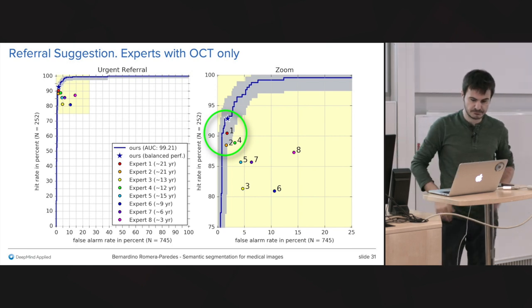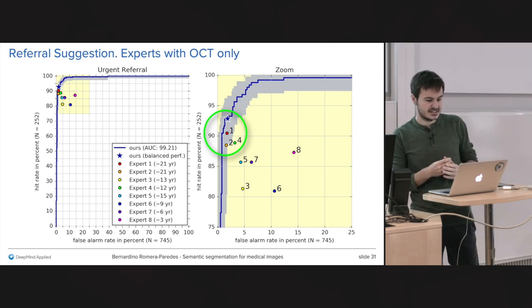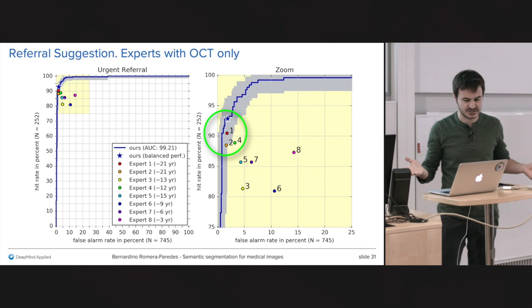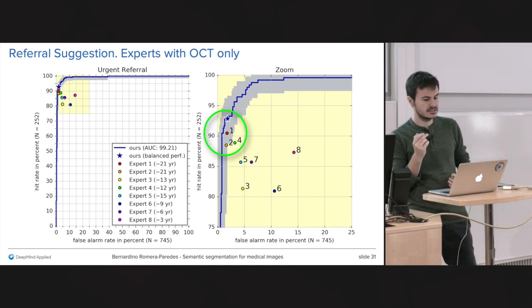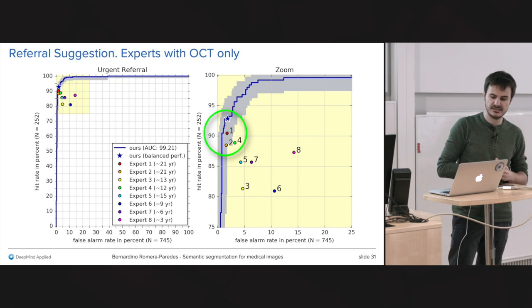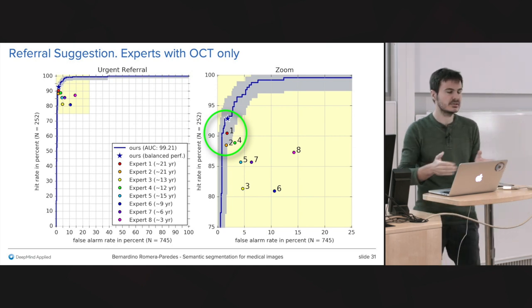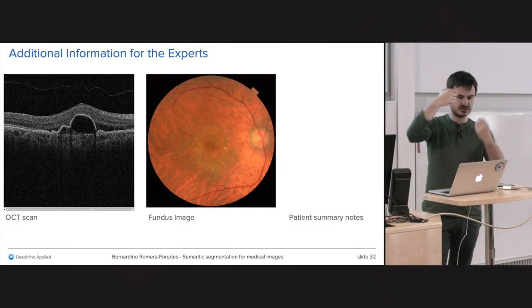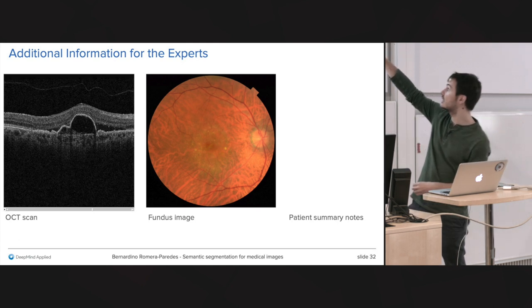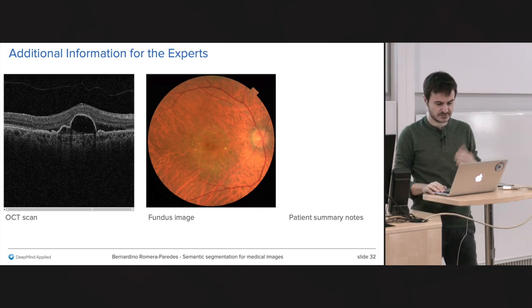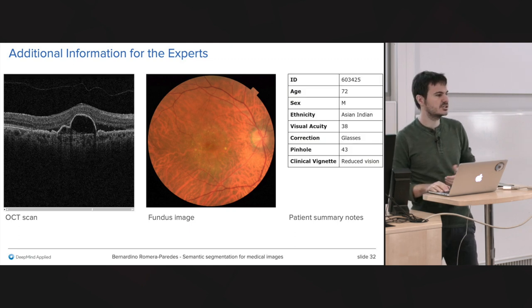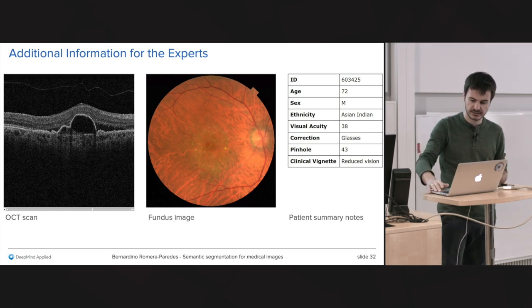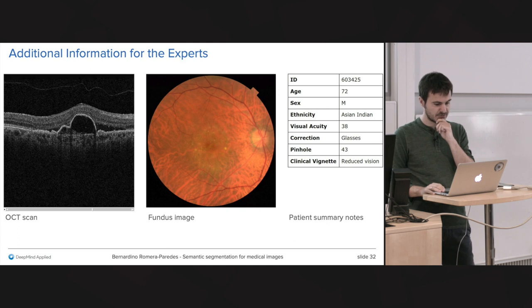So this looks pretty nice, it looks great, and I could stop talking here, but on the other hand, this is not completely fair, to be honest. The reason is that the experts, the doctors, the ophthalmologists, usually have some extra information, such as the fundus image, which is a sort of picture where you can appreciate the vessels and all sorts of things, plus extra information like the age, gender, and so on.